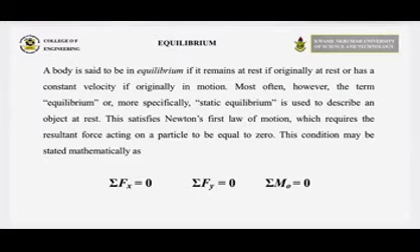So the body will show no tendency to rotate and it will remain at rest, that is static equilibrium, or move in a straight line with constant velocity. All this satisfies Newton's first law, which requires the resultant force acting on a particle to be equal to zero. We can represent this condition mathematically as total forces on the x-axis are zero, total forces on the y-axis are zero, and total moment is equal to zero. These requirements are both necessary and sufficient conditions for equilibrium. You have to take note of that.